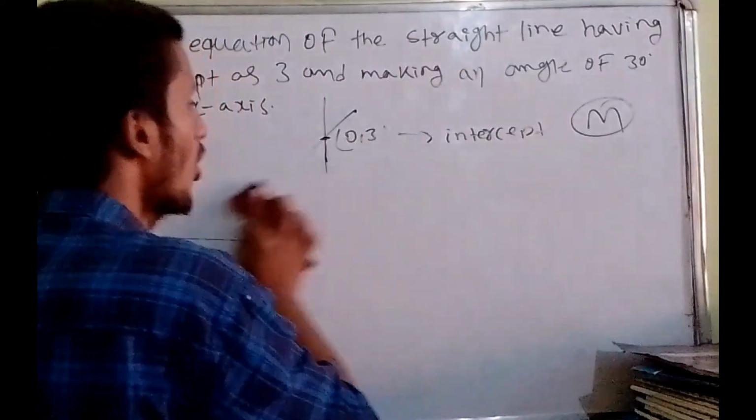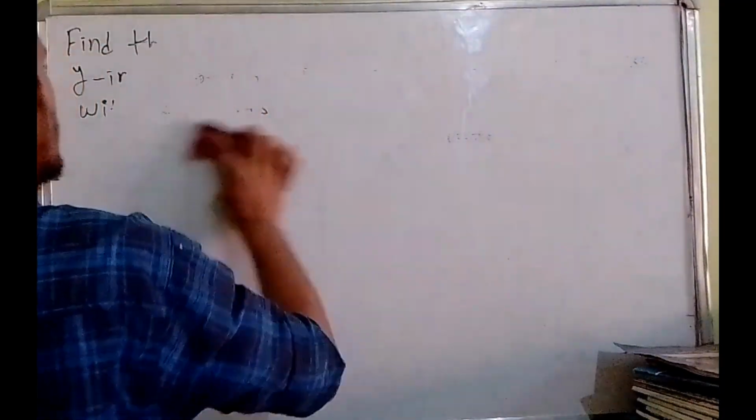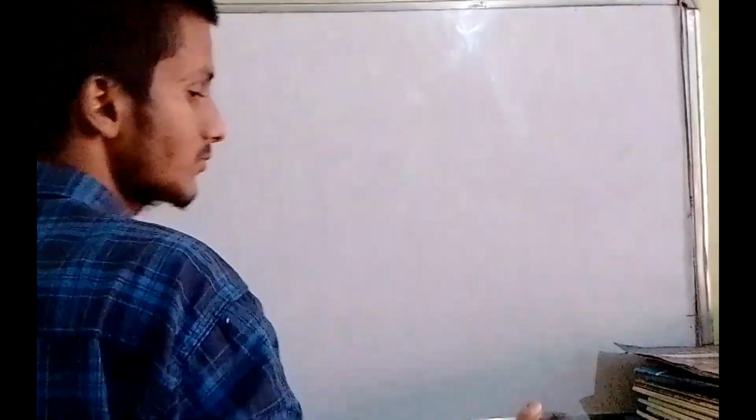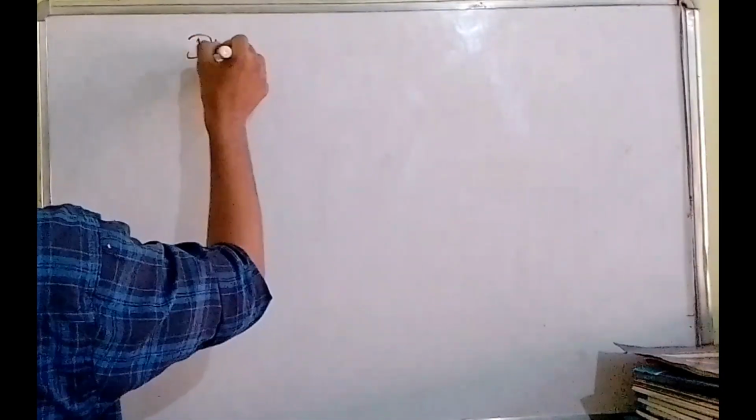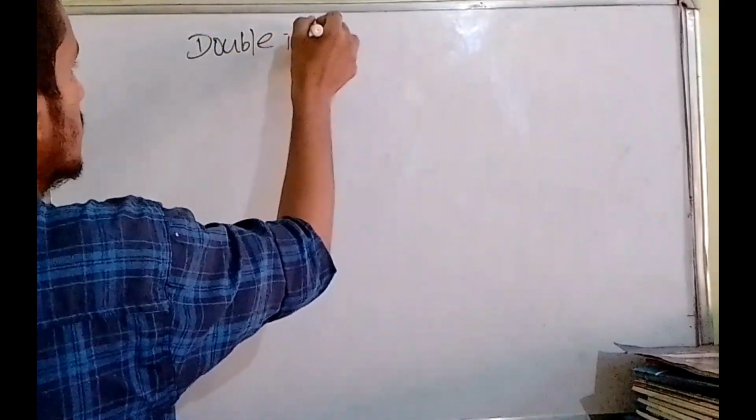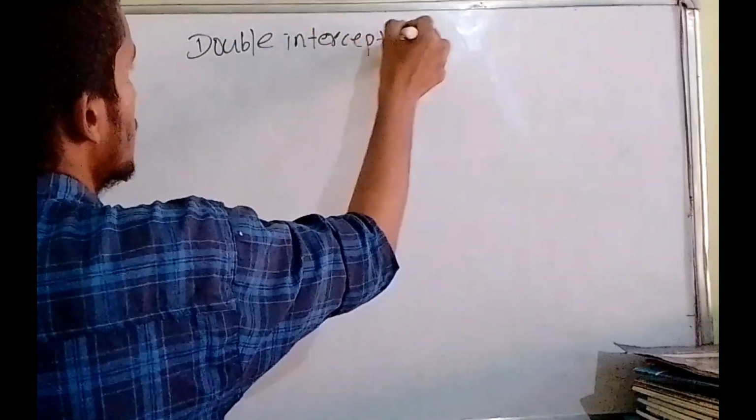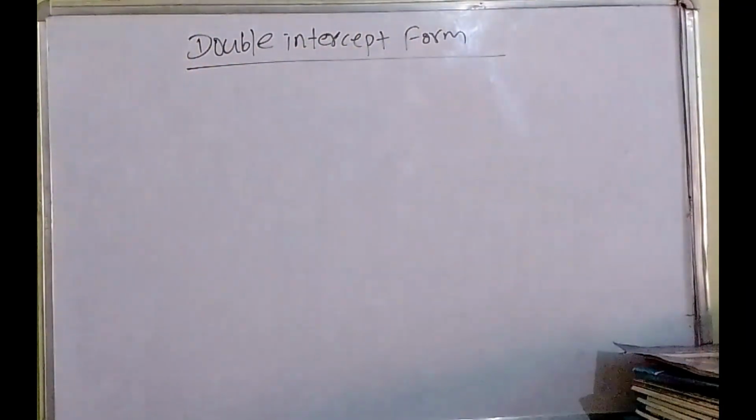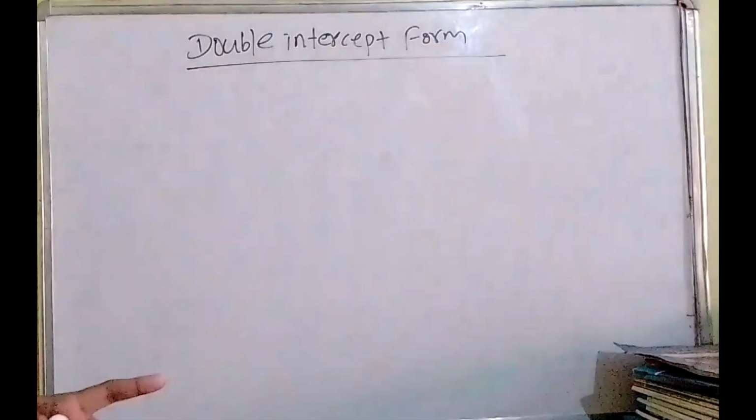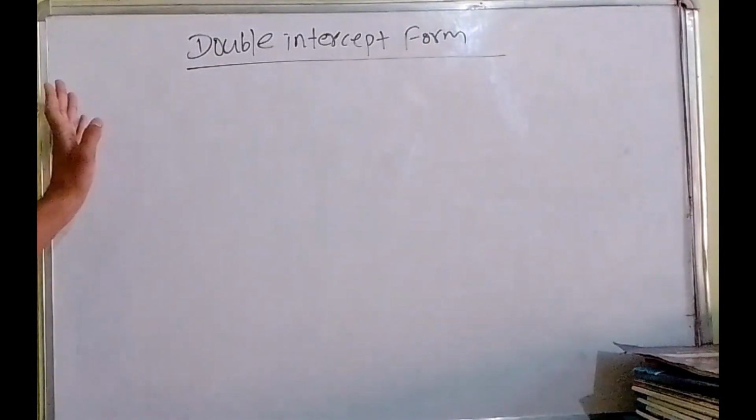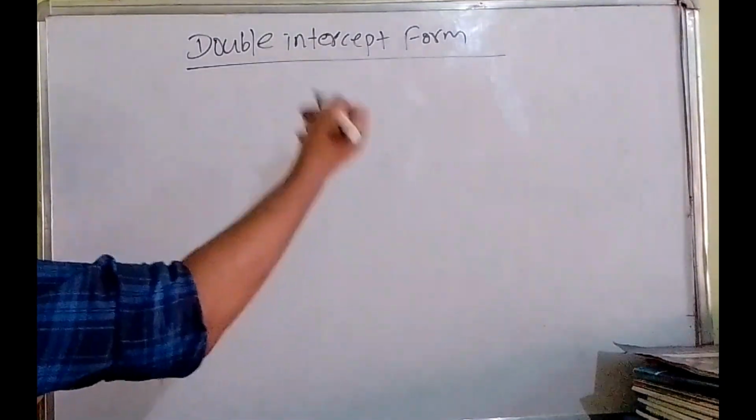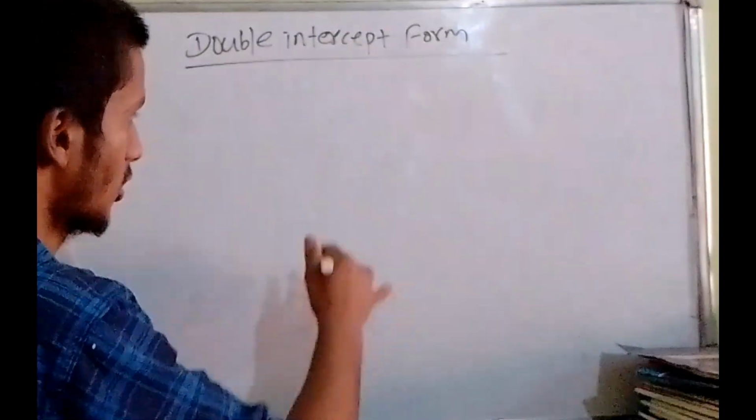Now let's move on to our topic. The topic of today's video is the double intercept form of equation of straight lines. So what does this mean? First of all, the name actually suggests a lot about the form. It says double intercept, meaning you're given both the intercepts.